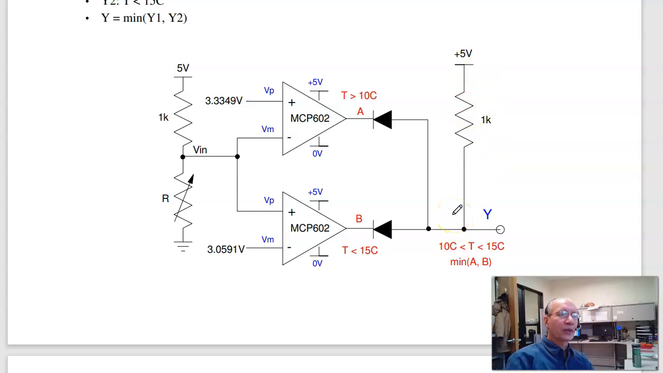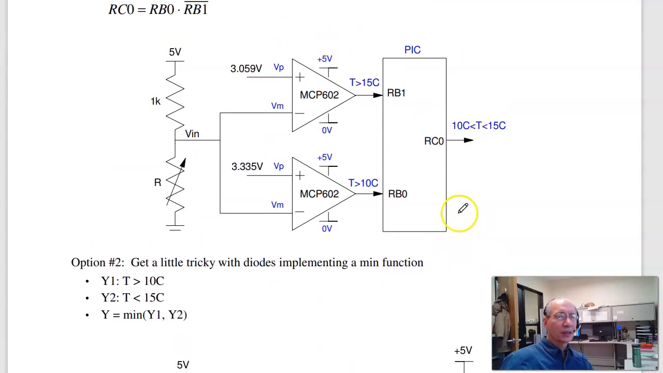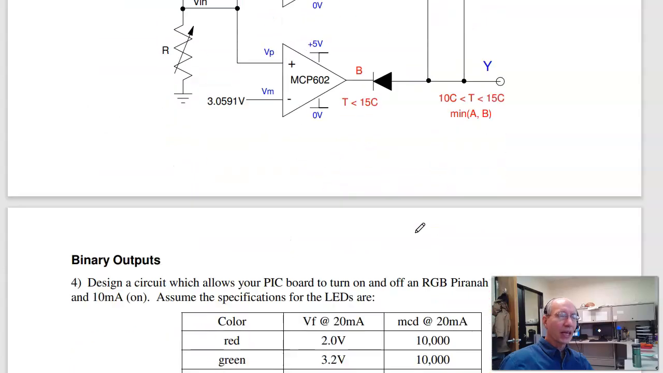So that's something you're going to cover in electronics. That's the min function using diodes, also DTL logic. But a couple ways of doing it. This works. You can use software. I kind of like saying anything you can do in software, you can do in hardware, vice versa. So either solution is fine. And there's others.